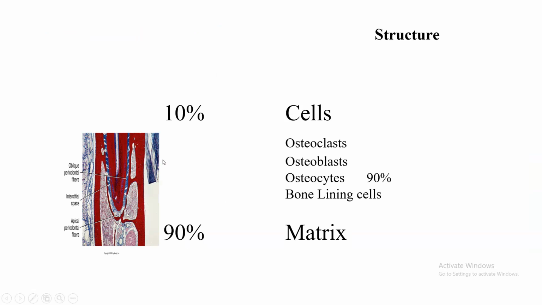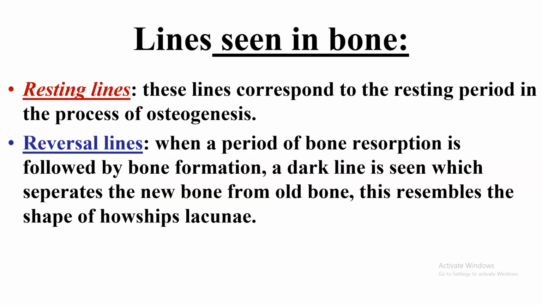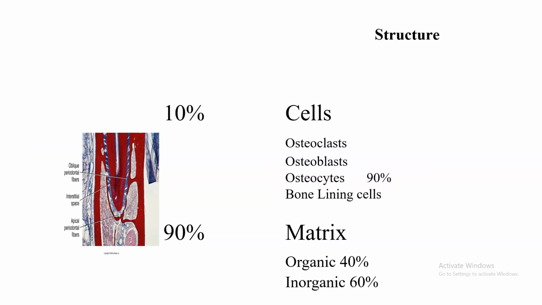So, a review of the structure of the bone. It consists of 10% cells, which are the three types we mentioned, and about 90% of the bone is the matrix. As we said, about 40% is organic and 60% inorganic.